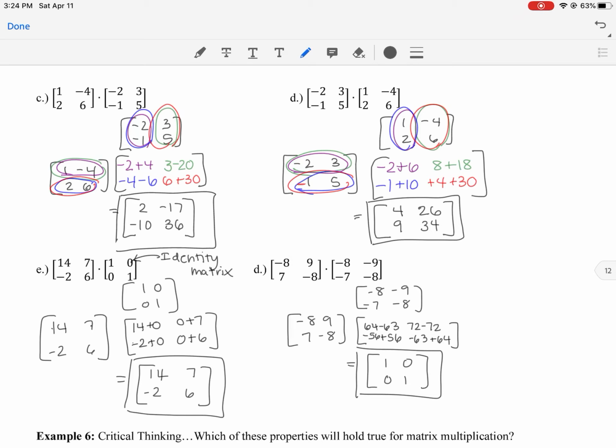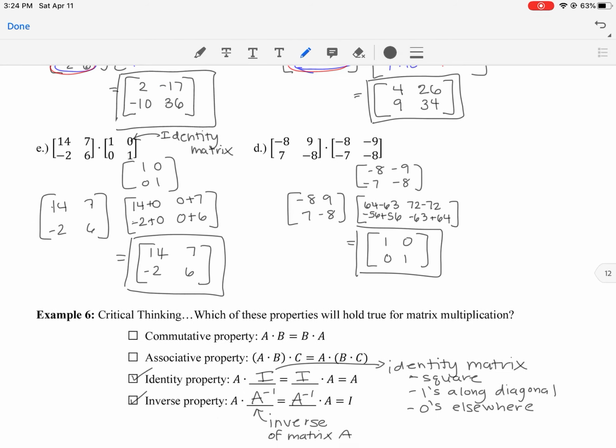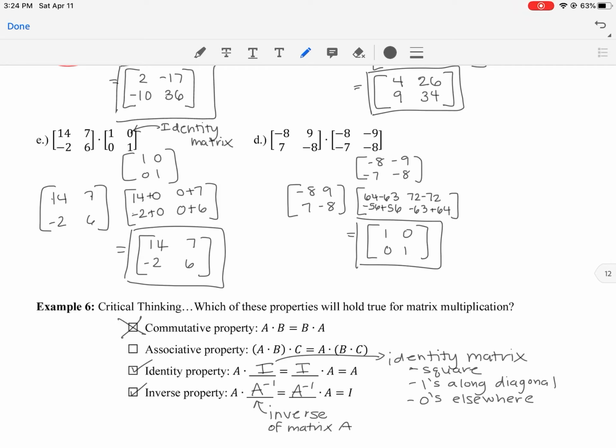Commutative is something, if you look at C and D here, notice these are actually the same two matrices, but I just changed the way you multiply them. Did we get the same result? And here we did not, so that's where you've got to be careful. Order is going to matter when you do matrix multiplication.